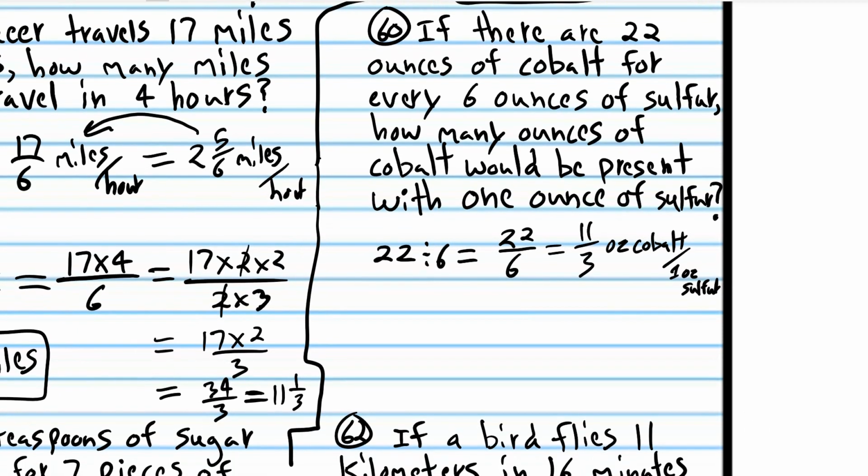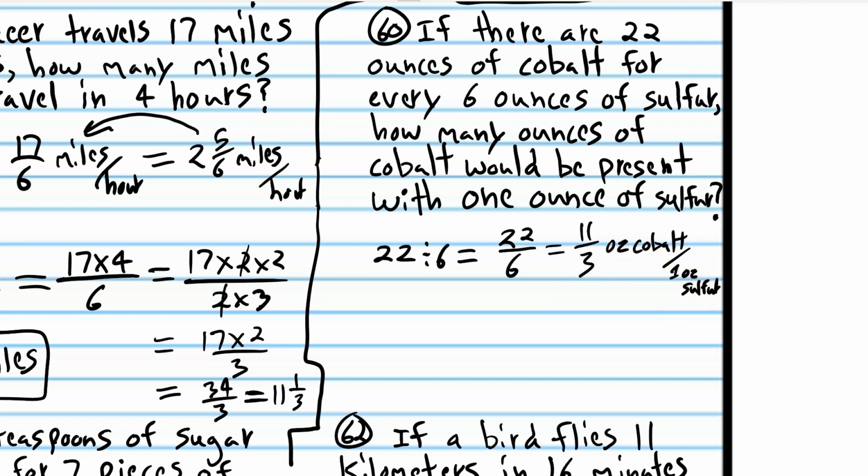All right, so now we have to know, do we take this number and do we multiply it? Oh, actually, I just realized that we're already done because it wants 1 ounce of sulfur. So how many ounces of cobalt would be present for every 1 ounce of sulfur? So in that problem, the unit rate just happened to be the answer. So 1 ounce of sulfur is 11/3 ounces of cobalt.